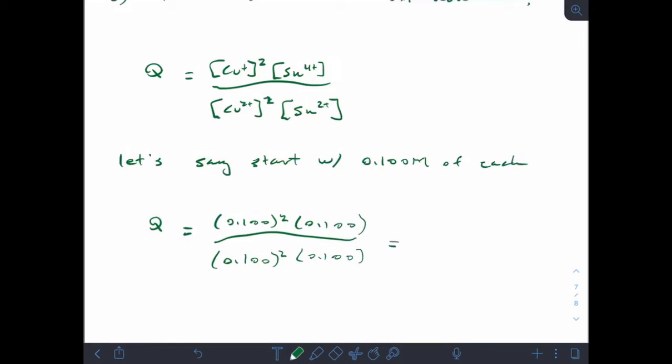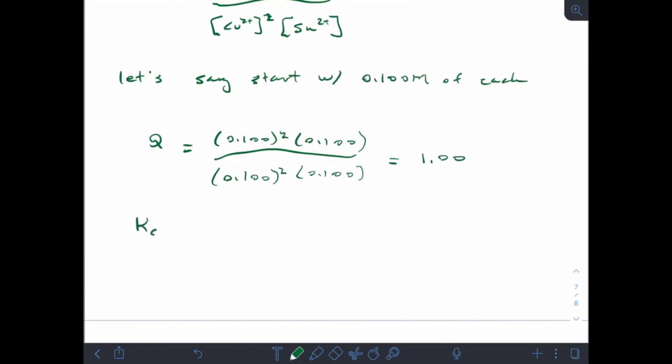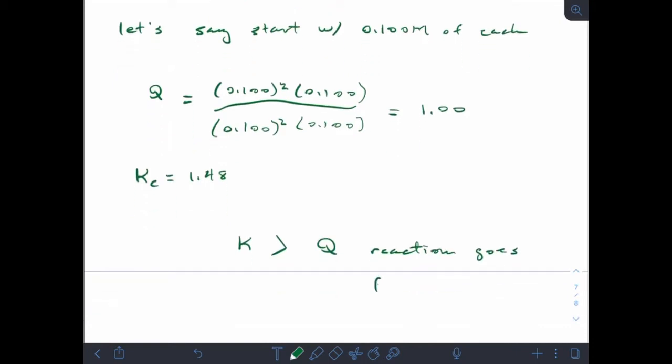Okay, and we find that the answer is 1. Right? So compare Q and K. K was 1.48. So if I put them alphabetically, K and Q, K is larger than Q. So the reaction proceeds right, or forward. Okay, and it will proceed in the forward direction until equilibrium is reached.